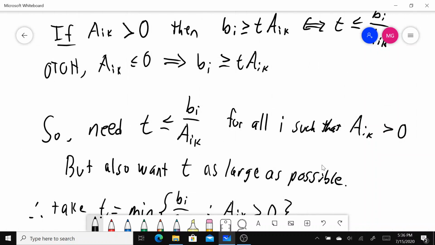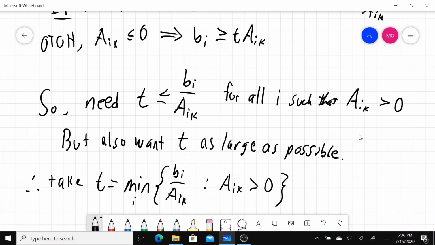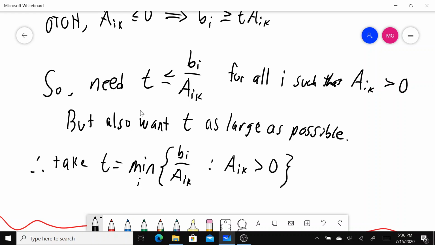But on the other hand, we want t to be as large as possible. So what do you do then if you have a bunch of upper bounds and you need t to be less than or equal to all of those upper bounds? Well, you just look at the minimum of those upper bounds, and then you say, okay, take t to be that large, because we want t to be as big as we can. If it's any larger, it's going to violate the most restrictive of those constraints. But if it's any less, then we could just keep going until we get to this minimum upper bound here. And so anyways, that's what you do. You take t to be the minimum of these ratios for the aiks that are positive.